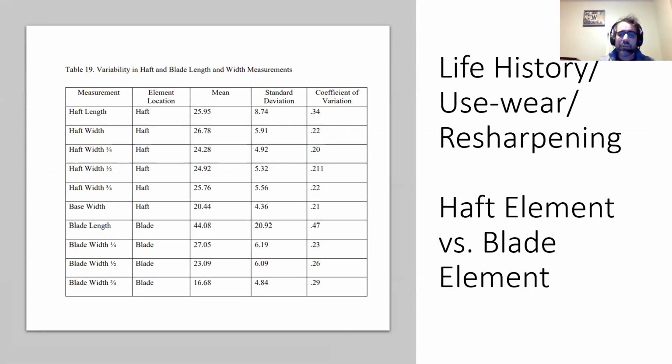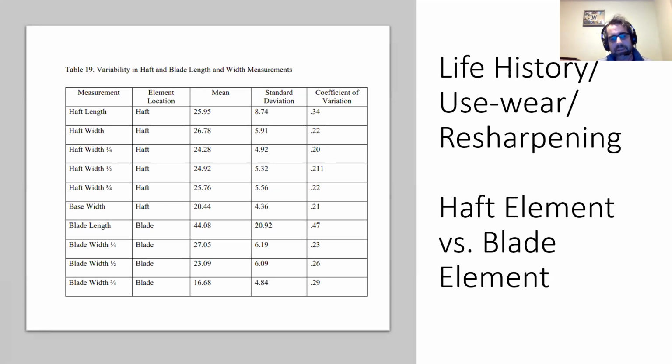So life history, use wear, and resharpening is probably the most tricky aspect, and it's the one that I struggle with the most. Some researchers in pan-regional studies of Clovis have just kind of written it off. They said it's not a problem. Changing the size of the point shouldn't adjust the shape, things like that. But I have found that that's definitely a problem. I was very surprised though.